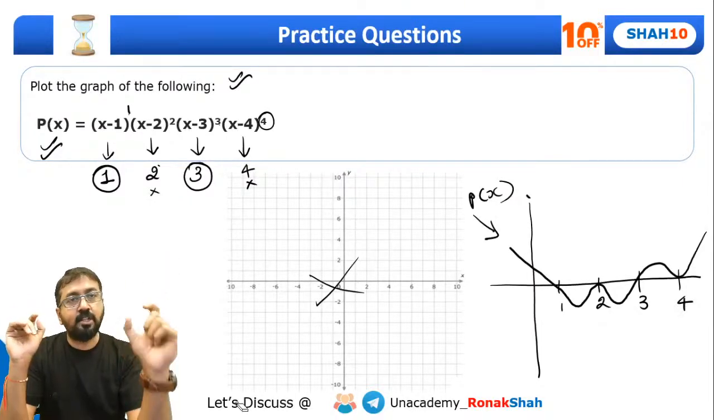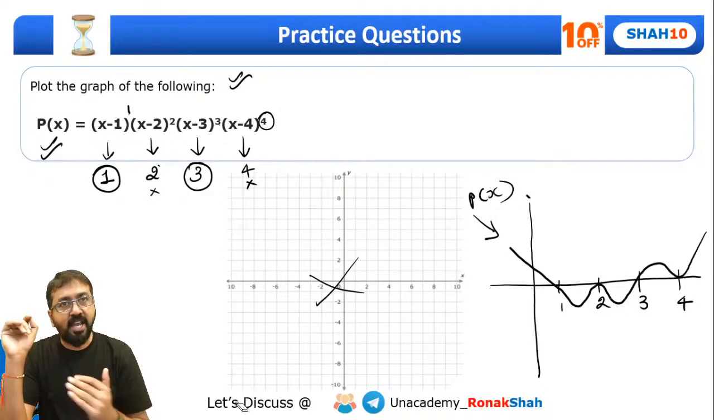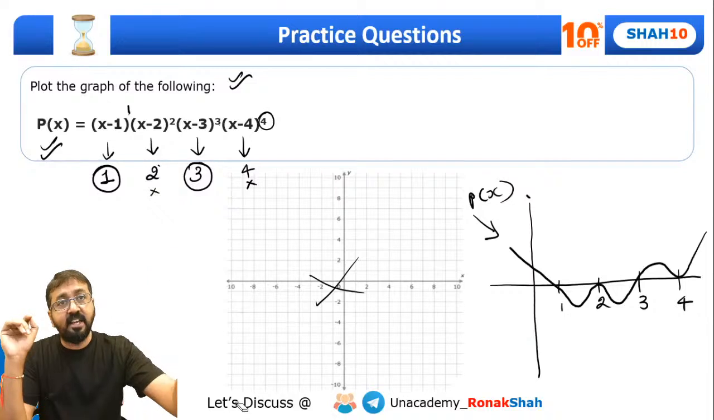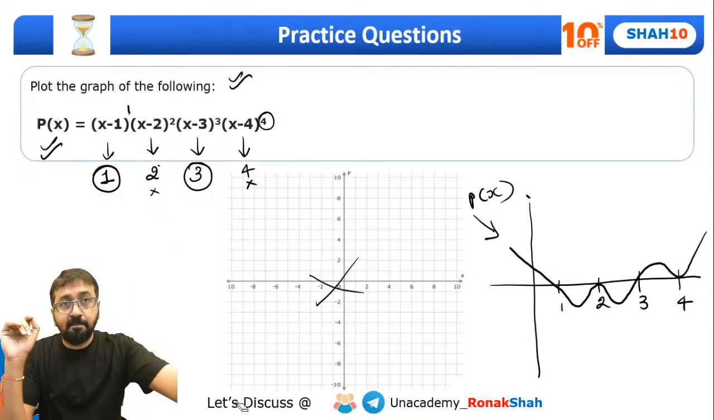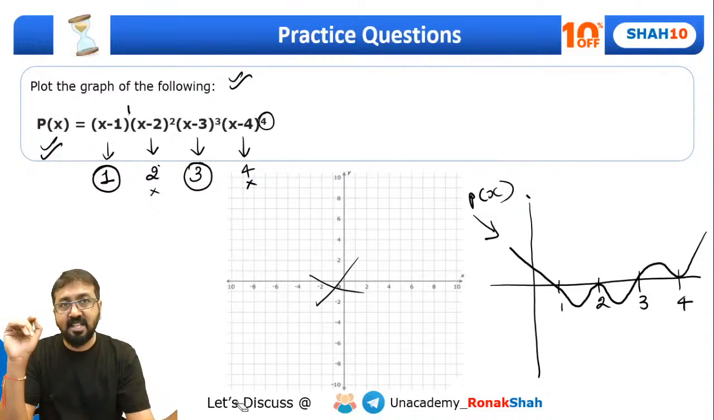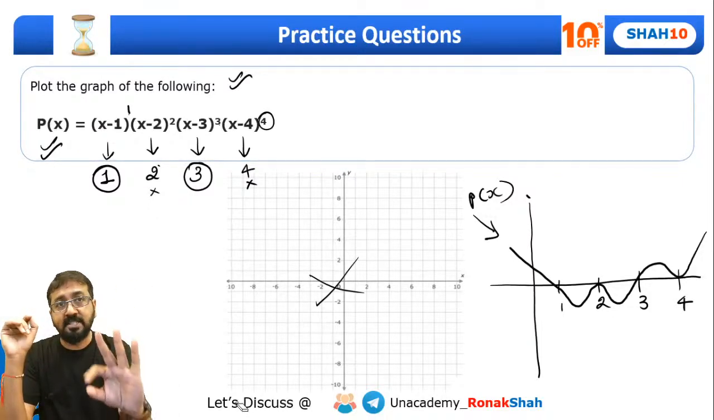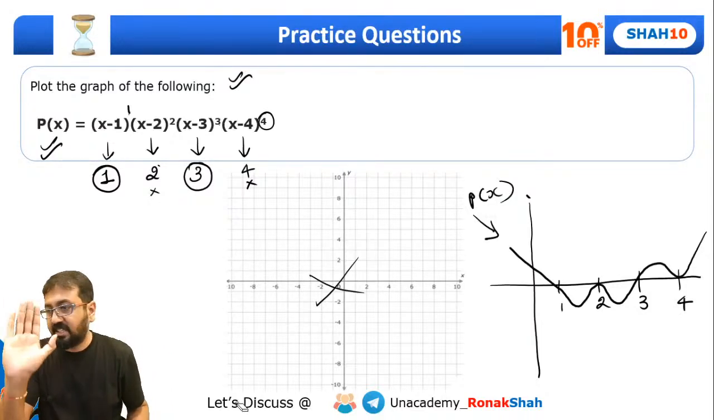x-1 एक फैक्टर है तो उससे रूट 1 आया, x-2 एक फैक्टर है तो उससे रूट 2 आया, and so on. अब x-1 की ऑड पावर है, इसलिए रूट 1 पे साइन चेंज करेगा. x-2 फैक्टर की इवन पावर है, इसलिए रूट 2 पे साइन चेंज नहीं करेगा. x-3 फैक्टर की ऑड पावर है, इसलिए रूट 3 पे साइन चेंज करेगा, राइट. और रूट जो 4 है उस पे साइन चेंज नहीं करेगा. This is what we have to understand.